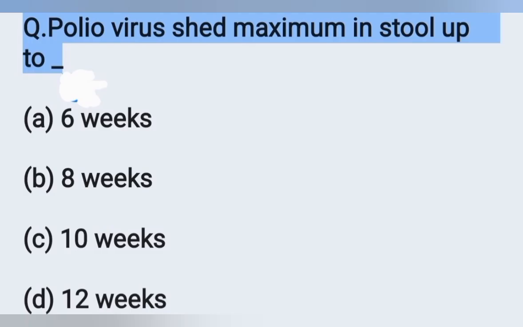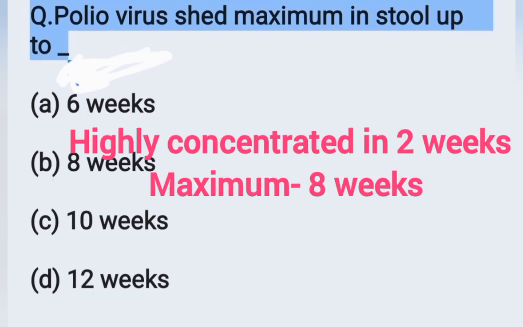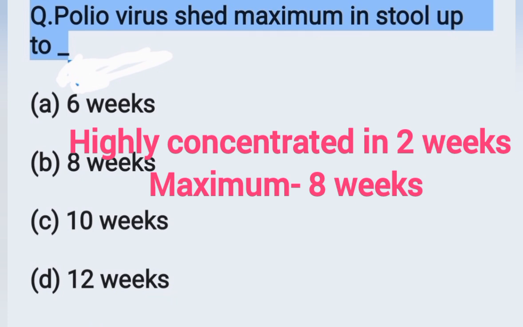Polio virus shed maximum in stool up to? Option A, 6 weeks. Option B, 8 weeks. Option C, 10 weeks. Option D, 12th week. Here the question is, after infection of polio virus, the maximum shedding of this virus through stool occurs at which week? Polio is mainly spread through the fecal-oral route. Here the maximum shedding of virus occurs at the 8th week. Option B is the correct answer. The virus is highly concentrated in stool in the 2nd week, and maximum shedding occurs at the 8th week. This is an important question. So here the correct answer is option B.